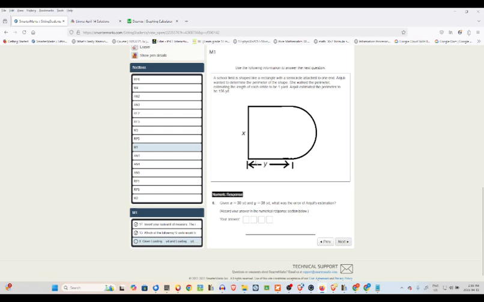So y is 38. We have 2 units of 38 in length. We have 1 unit 30 in length. And then we have the semicircle. So instead of being 2 pi r, it's just pi r because it's half a circle, where the radius is 15. So we have 38 plus 38 plus 30 plus 15 pi, works out to 153.12.